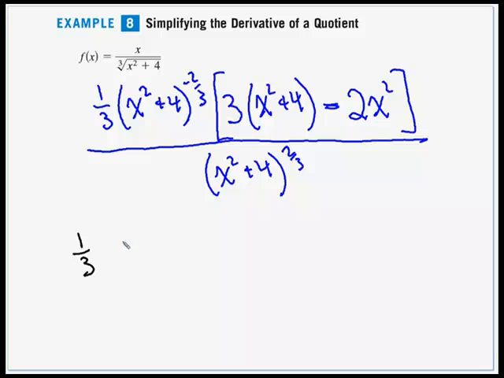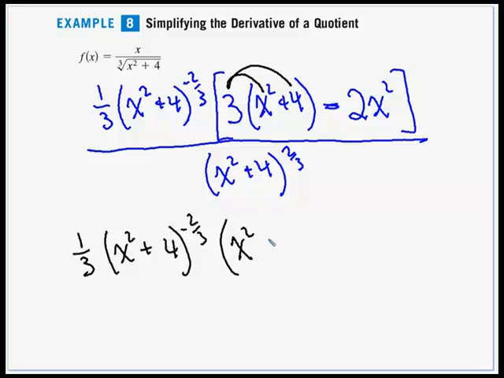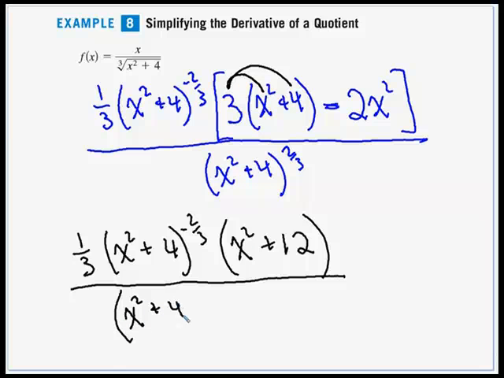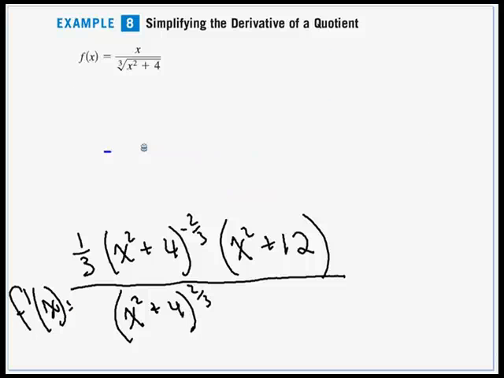So outside those brackets, we still have our 1/3 times x squared plus 4 quantity to the negative 2/3. And let's see here. We're going to distribute this 3, so this will be a 3x squared plus 12. Then we'll have 3x squared minus 2x squared. Well, that's just x squared plus 12. And then we have our denominator, x squared plus 4. And I'm going to write that right underneath, because look at that. In the numerator, we have an x squared plus 4 quantity. Denominator, an x squared plus 4 quantity. And this is still our derivative, f prime of x. So almost home. A little more simplification.